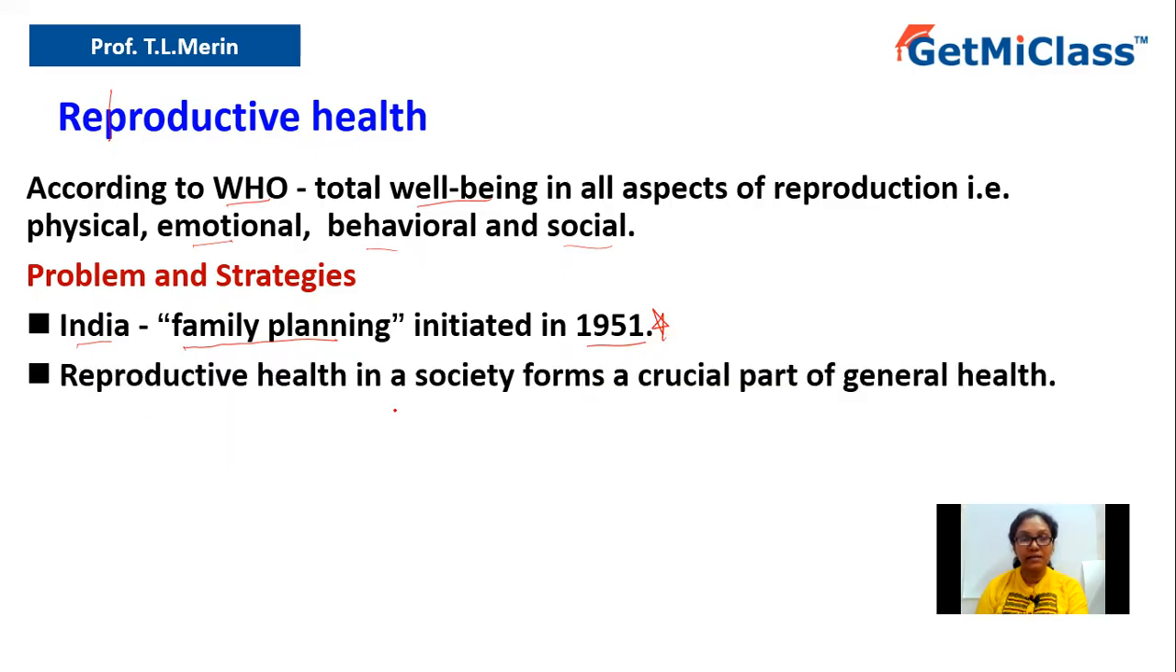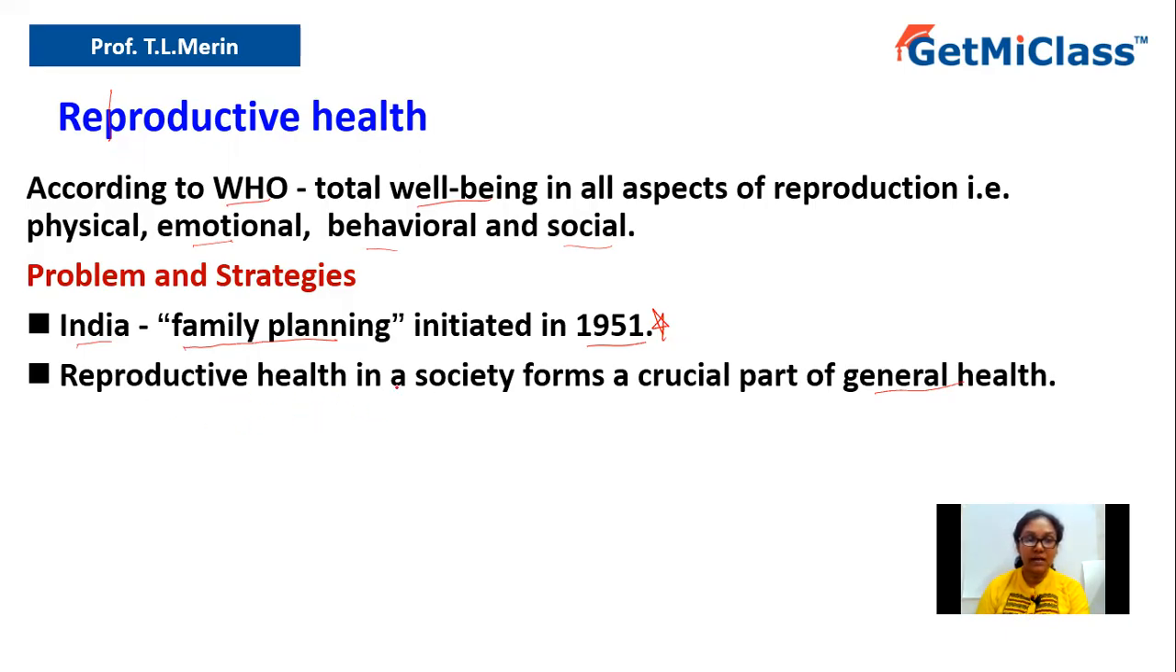Then reproductive health in a society forms a crucial part of general health. Okay, so if in a society reproductive health is good, then we can also say that in general they all are good. That doesn't mean that even though reproductive health is good, they have to keep reproducing babies every now and then. We all know that human beings are continuous breeders, right? Hence it is our duty to check the population, because any problem in the world is related to population. So that is why we have to keep a check on the population.